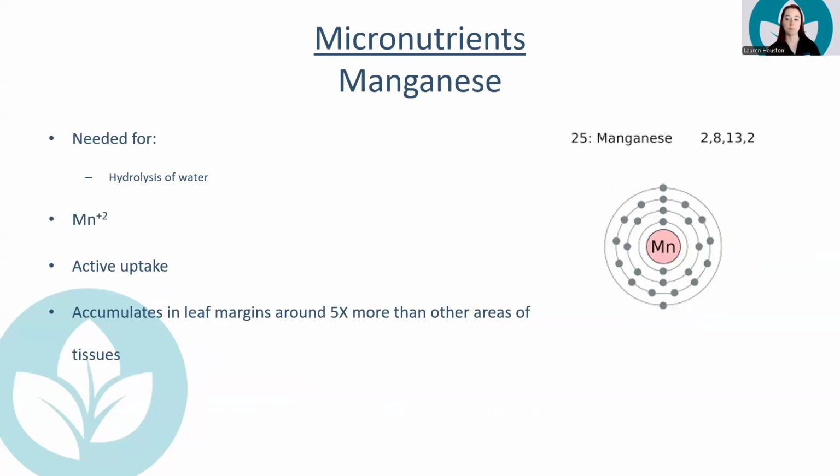Next is manganese. Manganese is taken up actively by plants, meaning that the plant does need to expend energy to pull manganese from the growing environment into the roots. Manganese is required for the hydrolysis of water and tends to accumulate at much higher rates in the margins of leaves compared to other plant tissues.